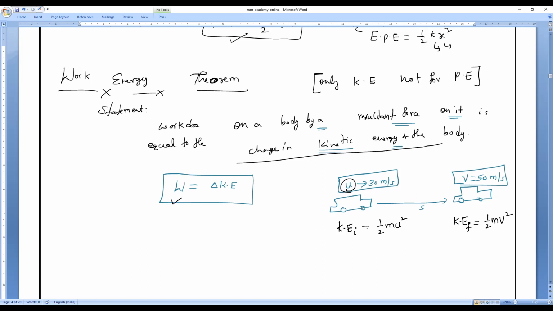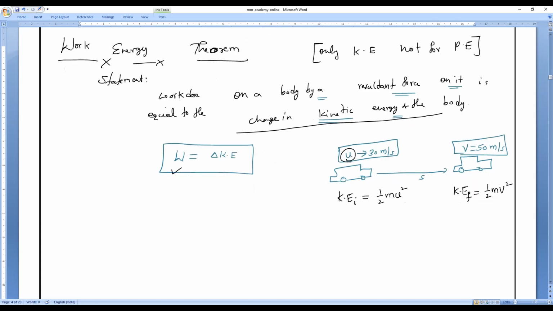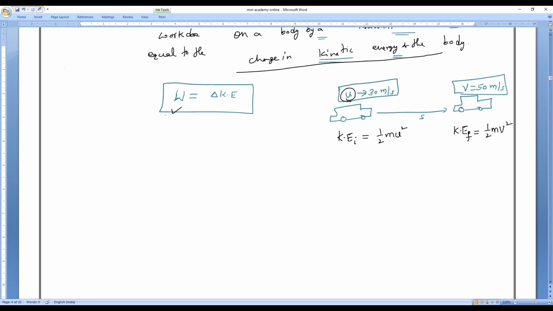Resultant force means the force which we applied to increase the speed from 30 to 50, which equals the change in kinetic energy. That is called the work energy theorem. So the work energy theorem says, all of you remember, the work done on a body due to the resultant force or applied force is equal to final kinetic energy minus initial kinetic energy. That is the change in kinetic energy.